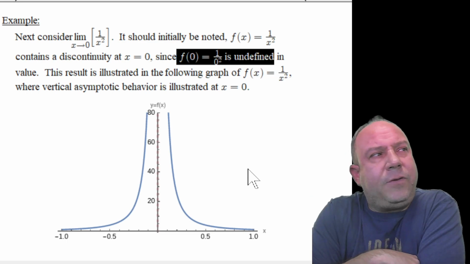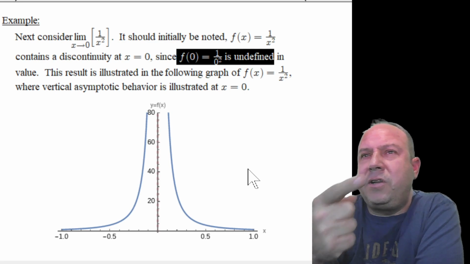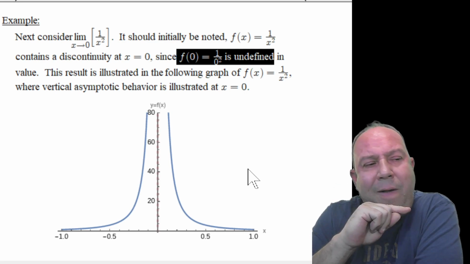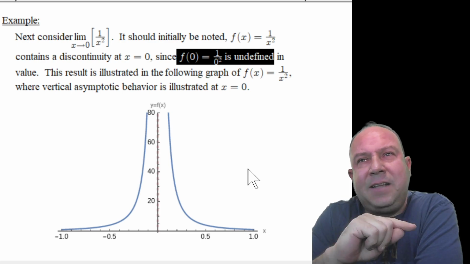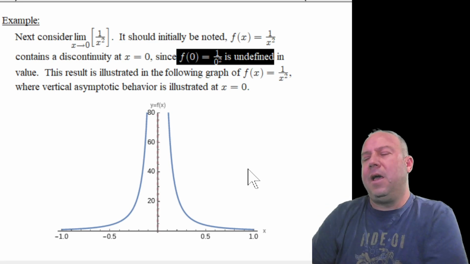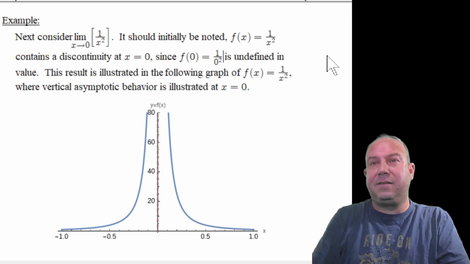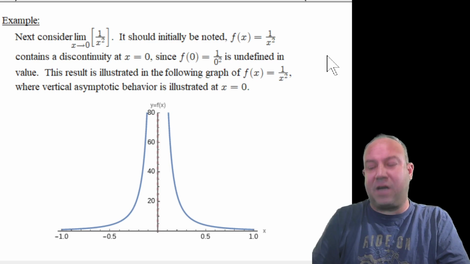Well, right here, if you substitute in 0, if you perform the substitution method, you're going to run into 1 over 0 squared, and that is an undefined result. It fails criterion 2 in our test for continuity.